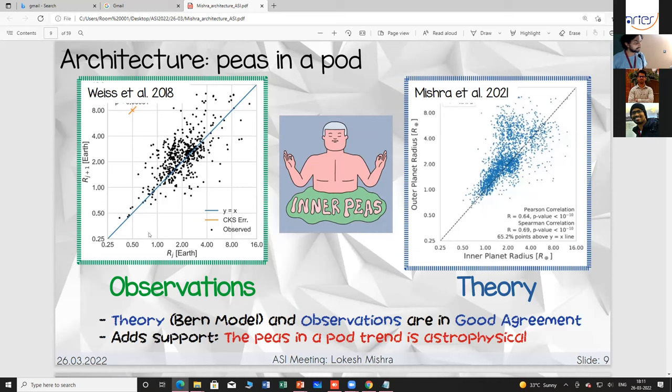On the x-axis is the radius of one planet, which is on the inside towards the star, and on the y-axis is the radius of the adjacent outer planet. When we plot the sizes of these two planets, we see that most of them are clustered around the y equals x line, giving us the impression that the sizes of adjacent neighboring planets are similar. Then we tried to reproduce the same work with our simulations, and that's on the right hand side. This work was published last year, and we are able to do a good job in matching observations with theory and have a good idea of what is going on.